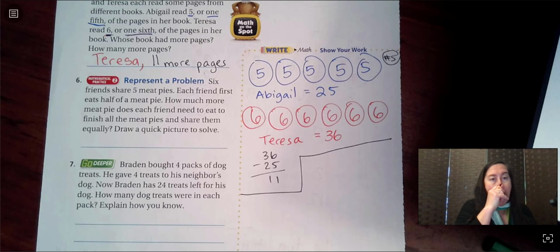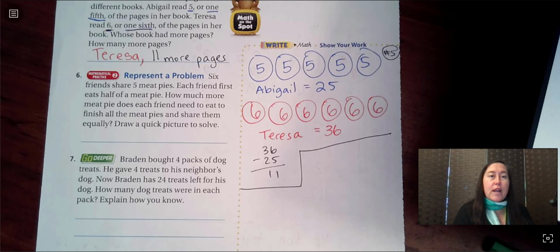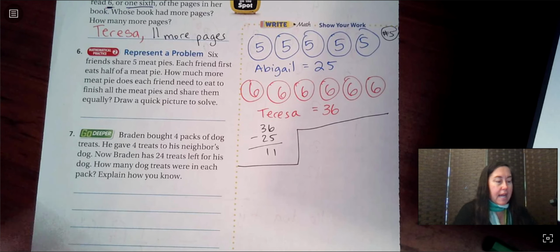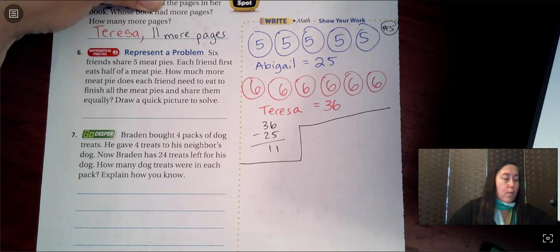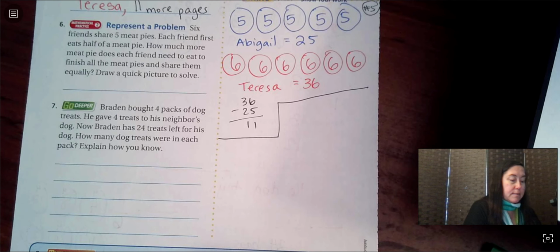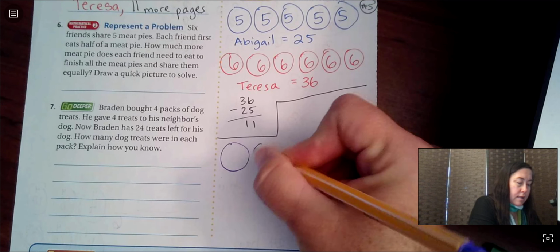All right, number 6. 6 friends share 5 meat pies. Each friend first eats half of a meat pie. How much more meat pie does each friend need to eat to finish all the meat pies and share them equally? Draw a quick picture to solve, or draw a diagram. All right, so we know there are 5 meat pies, right? And there are 6 friends.